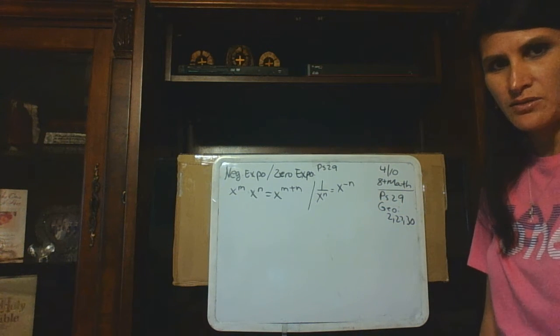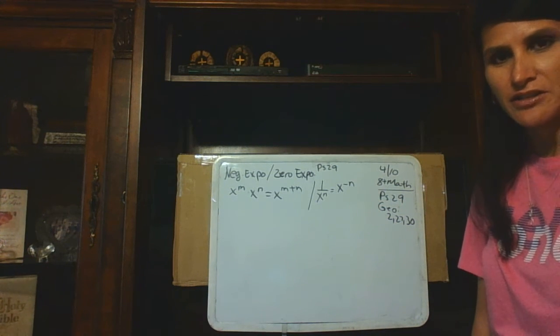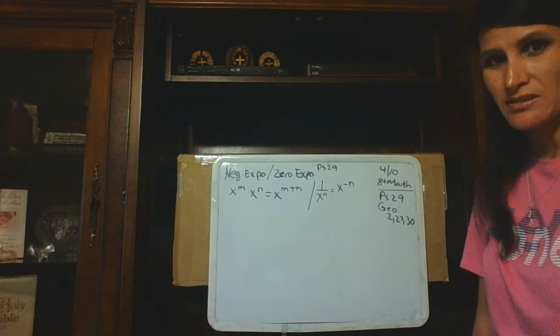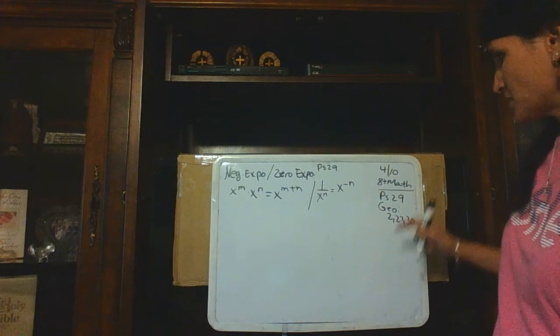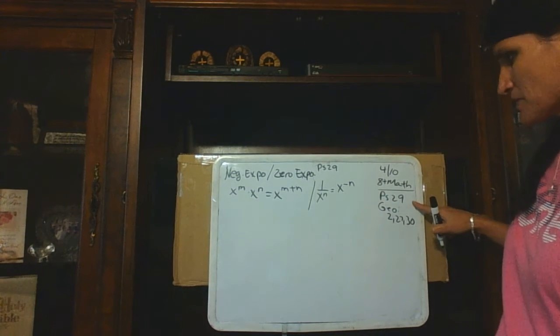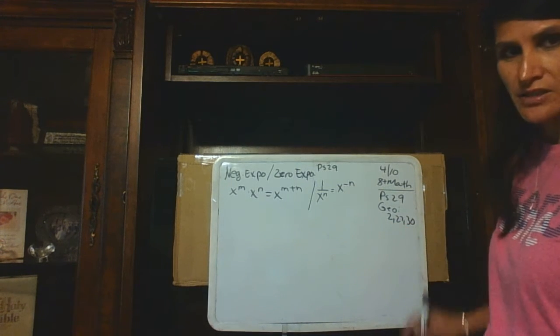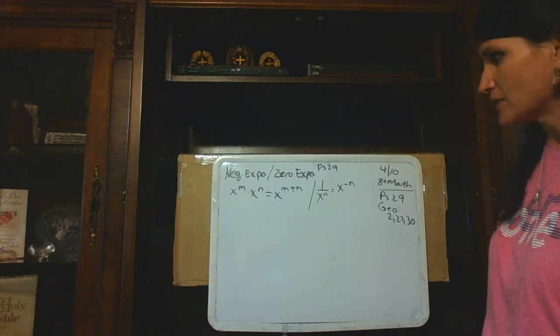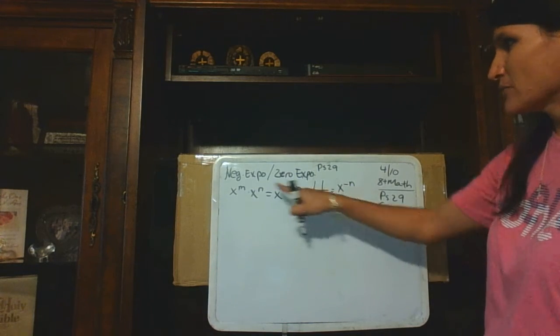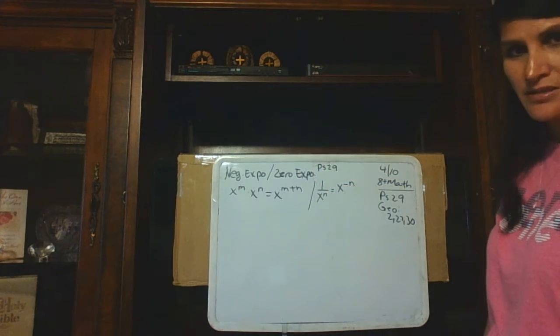Hi guys, so it is Friday, so congratulations, you've made it to the end of your second week of distance learning. Today you're going to see that we have problem set 29. You have 3 geometry problems, number 2, 27, and number 30, which you do not have to do, lucky you. We're going to be discussing negative exponents and zero exponents.